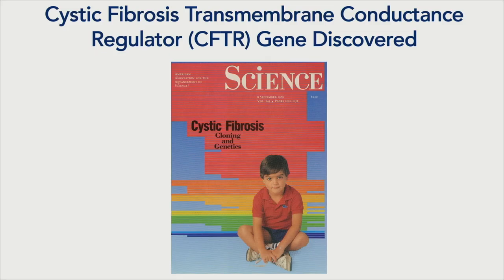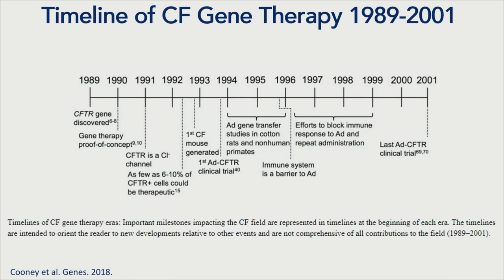So back in 1989, the CFTR gene was discovered through a collaboration between Lap-Chee Tsui, Jack Riordan, and Francis Collins. Because this was a monogenetic disorder, people thought gene therapy would be around the corner. Unfortunately, as you all are well aware, that did not happen at the time. This is just an example of the timeline between 1989, when the gene was discovered, and 2001. They did actually show proof of concept about using adenovirus for gene therapy, and they thought that as few as 6 to 10% of successfully transduced cells would actually be therapeutic. And they began to do these trials. However, none of them panned out.